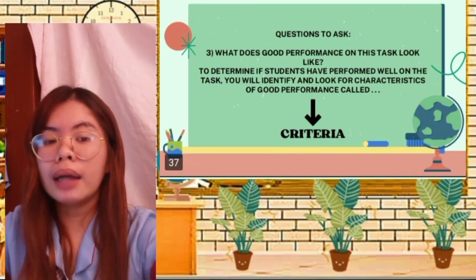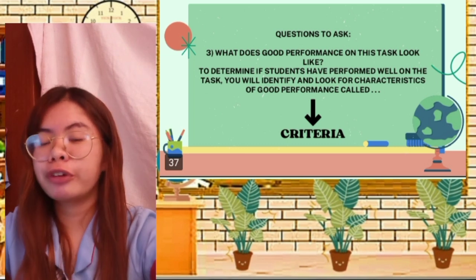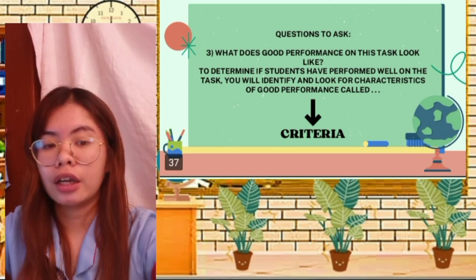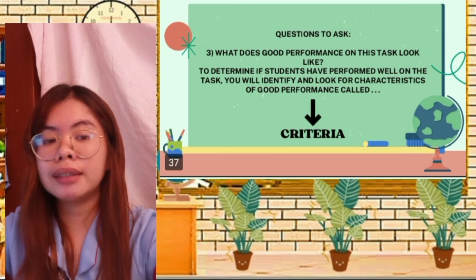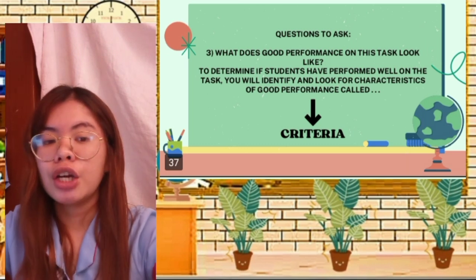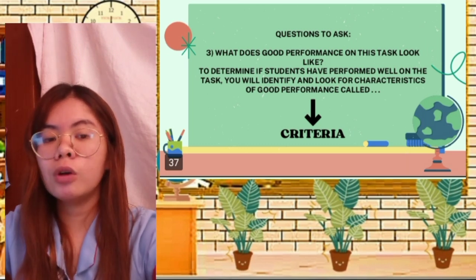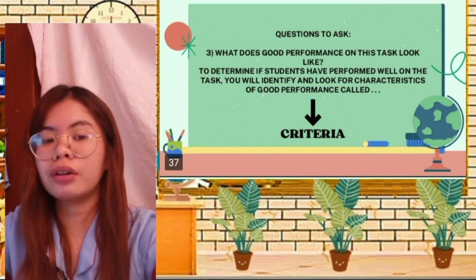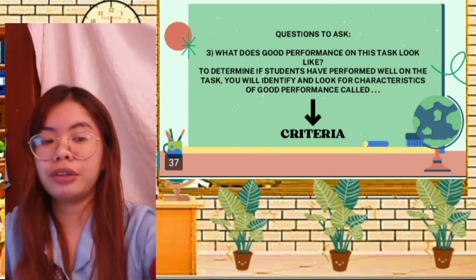Question to be asked: what does good performance on this task look like? To determine if students have performed well on the task, you will identify and look for characteristics of a good performance called criteria.